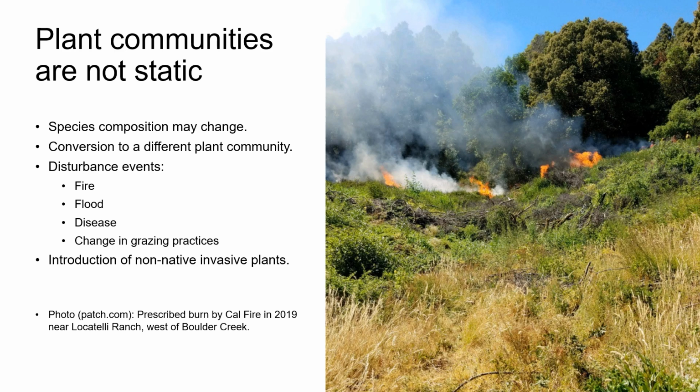Both species composition changes and plant community conversion have also resulted from fire suppression, originally by the banning of traditional burning, and more recently because of the risk that prescribed burns present to homes and developed areas.